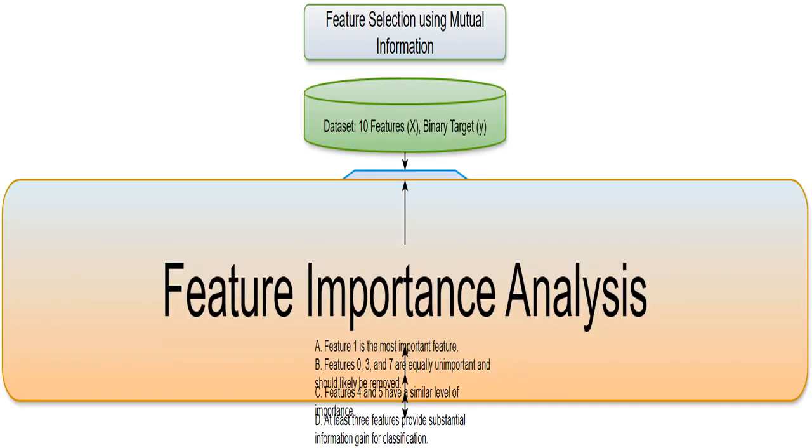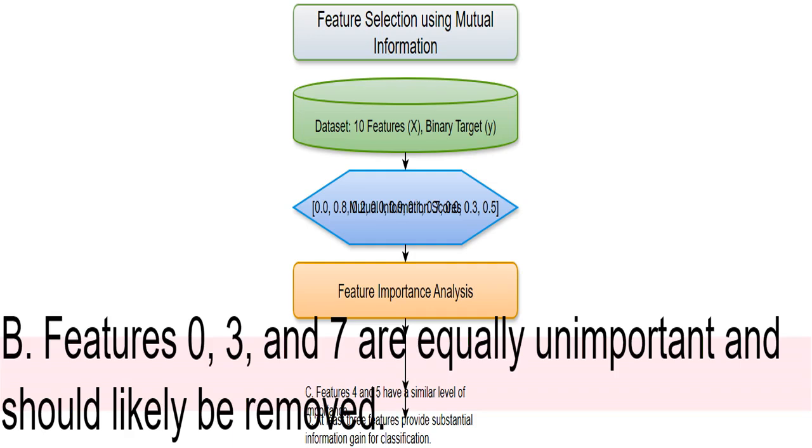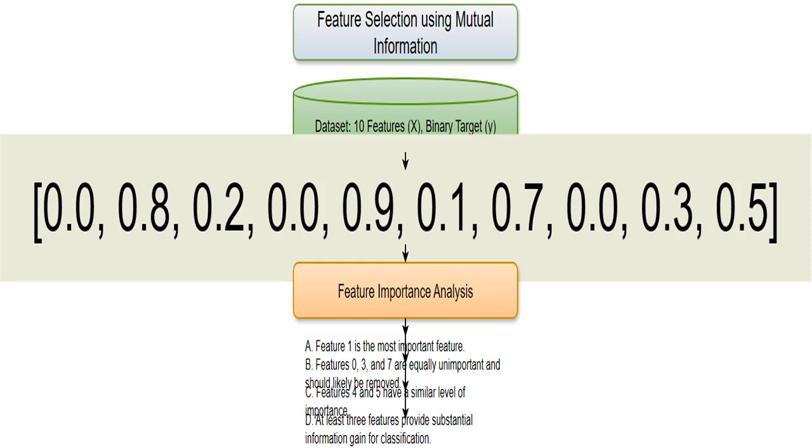Features 0, 3, and 7 have a score of 0, meaning they don't help at all in predicting the target. It is like having useless clues in a detective's case. We can safely remove these features. Features 4, 0.9, 2, 0.8, and 7, 0.7, show significant relationships with the target and should be considered important. It is like these clues provide strong evidence for solving a case. There are even more, but the question asks at least 3. These are my mutual information scores for each of my 10 features.